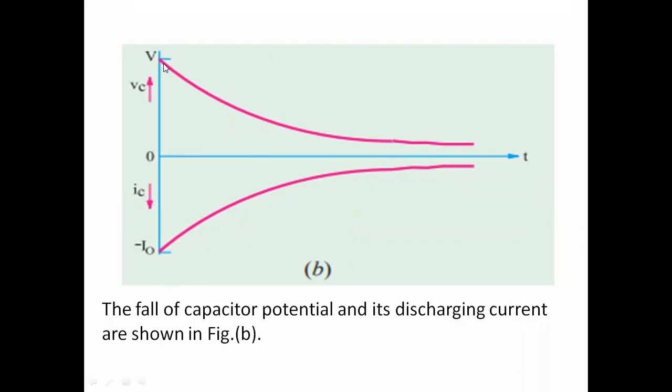And the voltage across the capacitor also reaches 0 because the capacitor is discharging. Discharging means the charge carriers are flowing to the other side. So finally the voltage across the capacitor becomes 0, and the current is also 0. Like this we can observe the charging and discharging of capacitors.